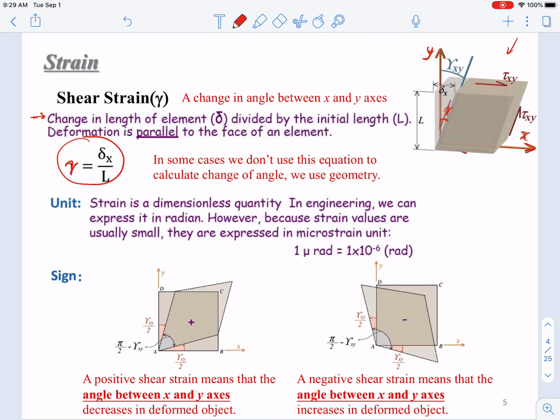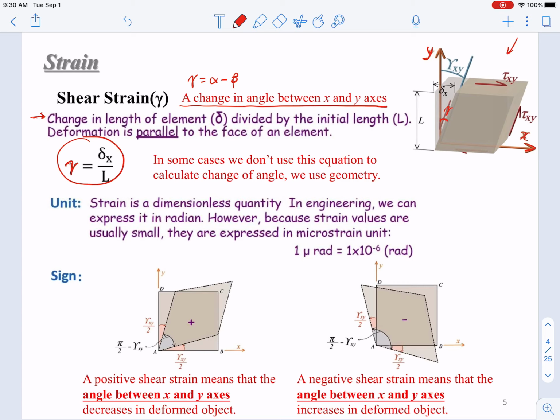We can also define it using another equation. Based on this definition, it's a change in angle between x and y. We can define gamma as alpha minus beta, where alpha is the original angle between x and y, and beta is the angle between x and y after deformation.